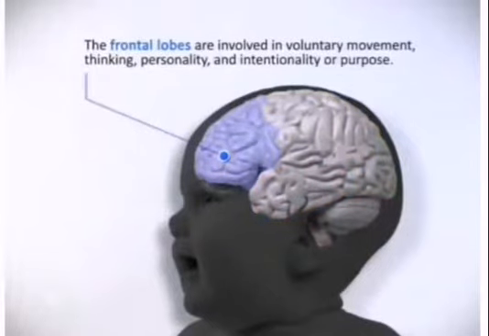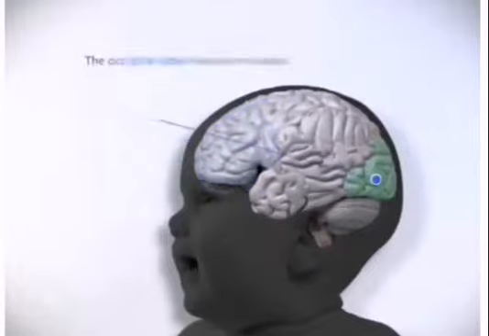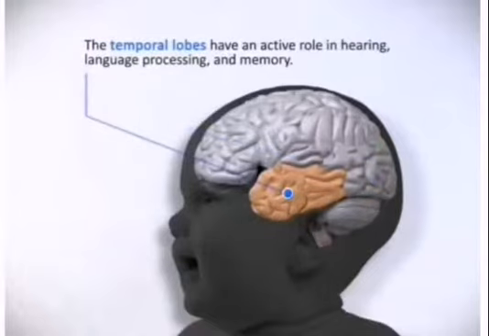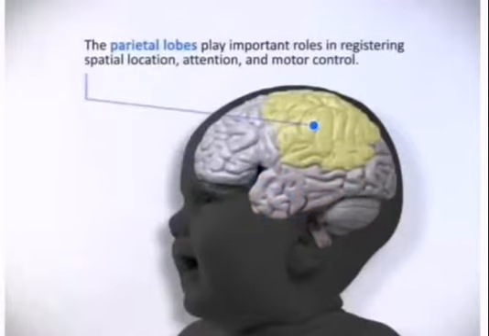The frontal lobes are involved in voluntary movement, thinking, personality, and intentionality or purpose. The occipital lobes function in vision. The temporal lobes have an active role in hearing, language processing, and memory. The parietal lobes play important roles in registering spatial location, attention, and motor control.